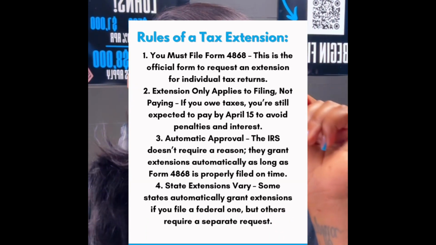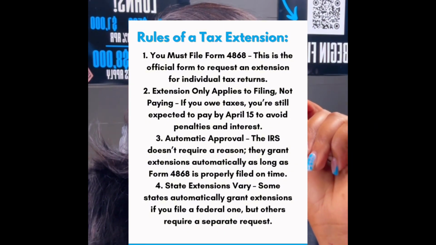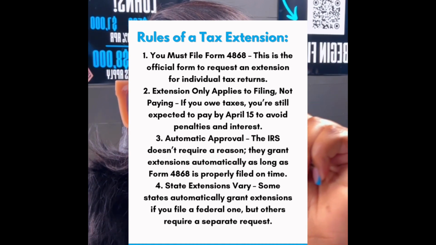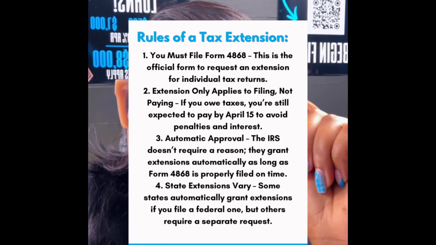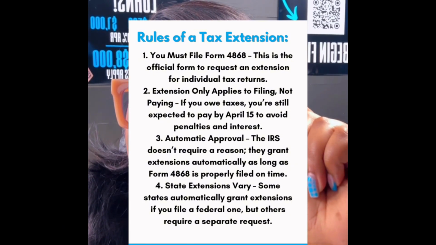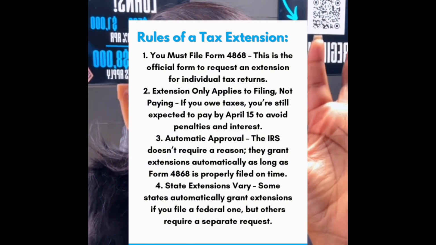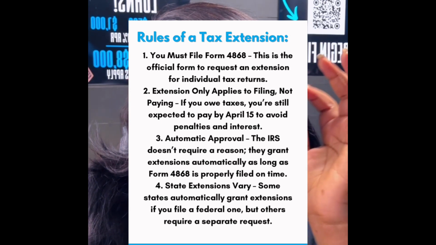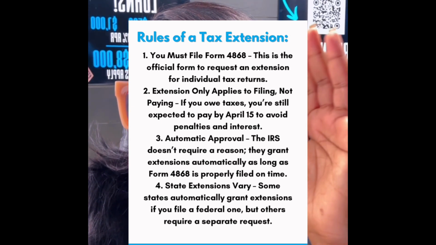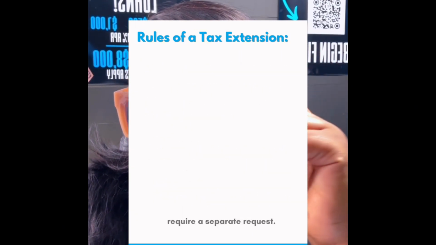Okay, let's just go ahead and touch base on a few rules for filing extensions. You must file the form 4868. This is an official form to request an extension for individual tax returns. Extensions only apply for filing, not paying. If you owe taxes, you are still expected to pay by April 15th to avoid any penalties or interest. Automatic approval. The IRS does not require a reason. They grant extensions automatically as long as the form 4868 is filled out properly.